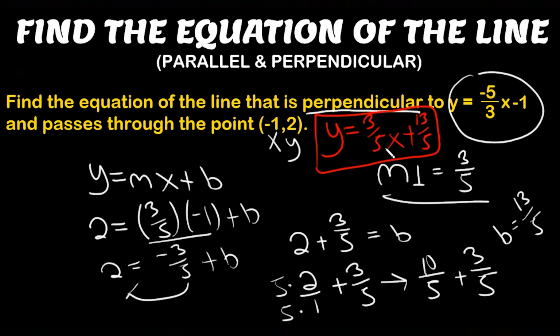So again, that is going to be the equation of the line that is perpendicular to the line y equals -5 over 3x minus 1. And again, remember, perpendicular lines form 90 degrees. So if you were to graph that, they should be forming 90 degrees where they intersect. Okay, let's try one more example.